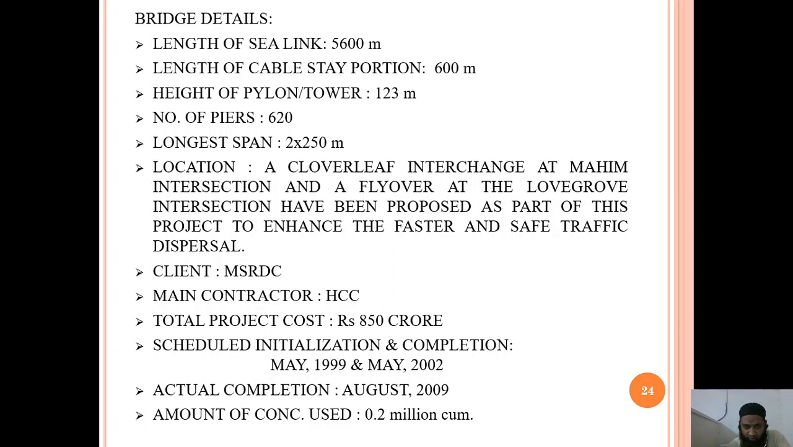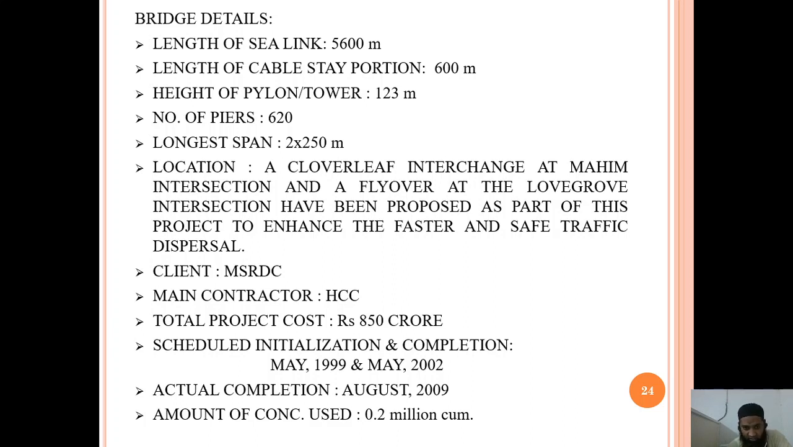You can see a location of cloverleaf interchange at Mahim intersection and a flyover at the Lower Parel intersection have been proposed as part of this project to enhance the fast and safe traffic dispersal. You all must have seen the cloverleaf intersection, which they construct at places on highways, so that easy, free flow of traffic can take place where there are no obstructions.